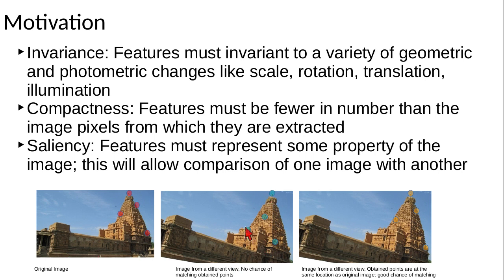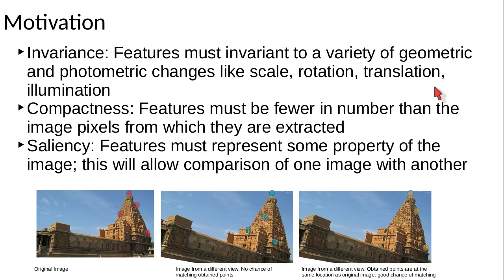If you notice, this point and this point are from different locations in the image. They are not at these three locations. Whereas, if you obtain these 4 points from the image, there is a chance that you will be able to find a correspondence between this image and this one.